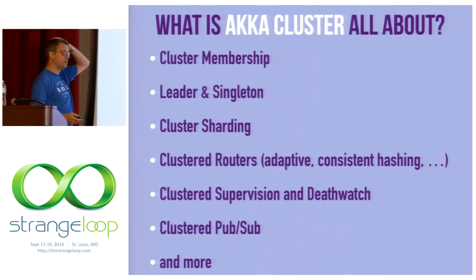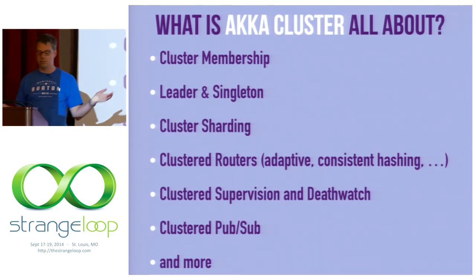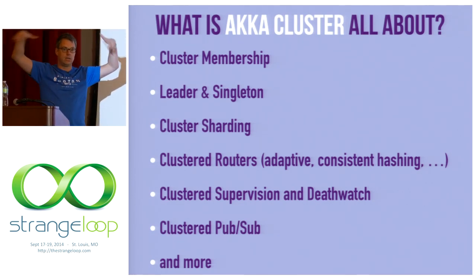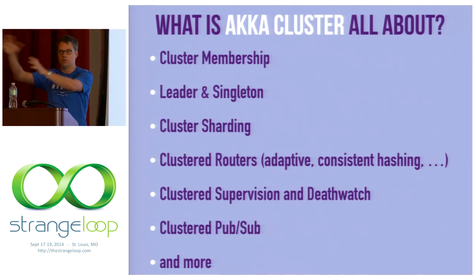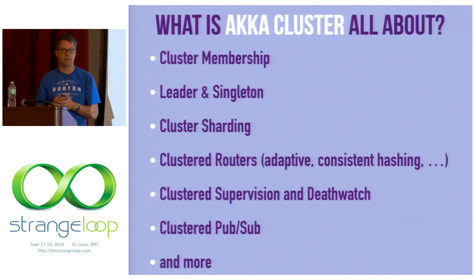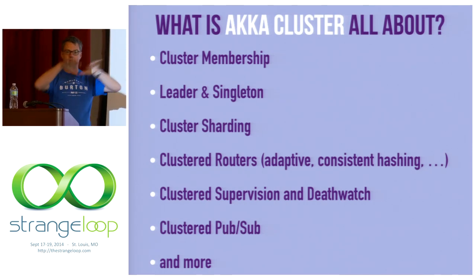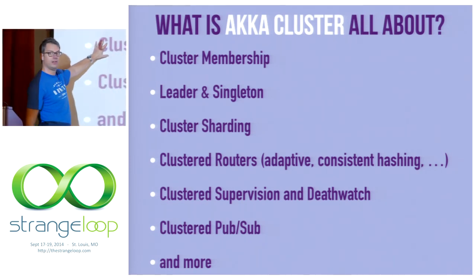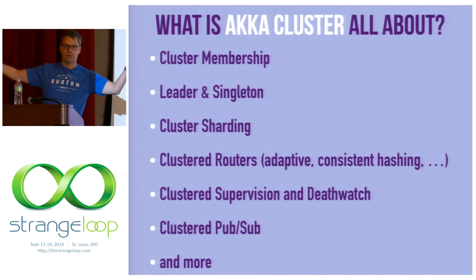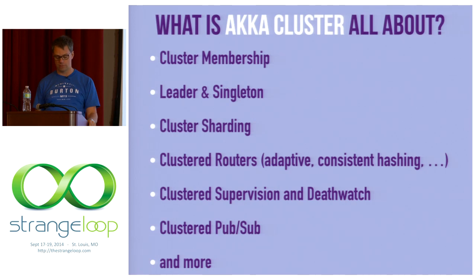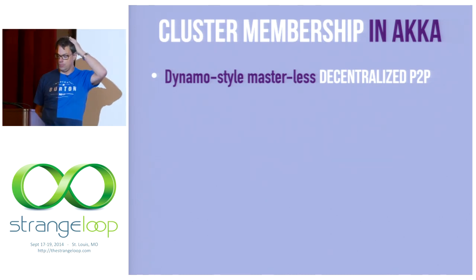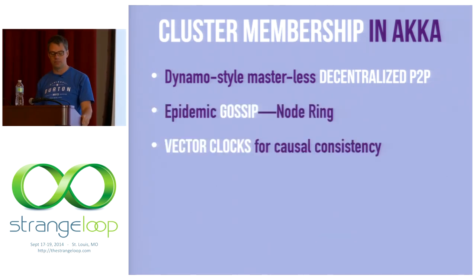It also implements leader. It implements something called singleton. We have cluster sharding, we have cluster routers, both that are adaptive, that can learn how the application is being used, and allocate routees in the cluster on the nodes available automatically. And also when nodes leave or the dynamics in the cluster change, they can reallocate them. So here you have the mobility that I was talking about earlier. And cluster supervision hooks into the failure detection to do best effort fault tolerance across the cluster. So how does it work? We rely very much on the Dynamo paper here, really masterless, fully decentralized, peer to peer.